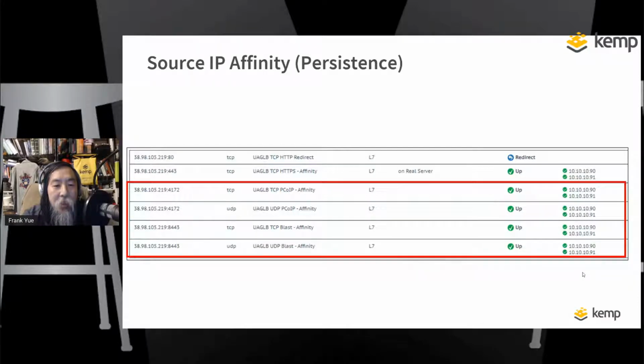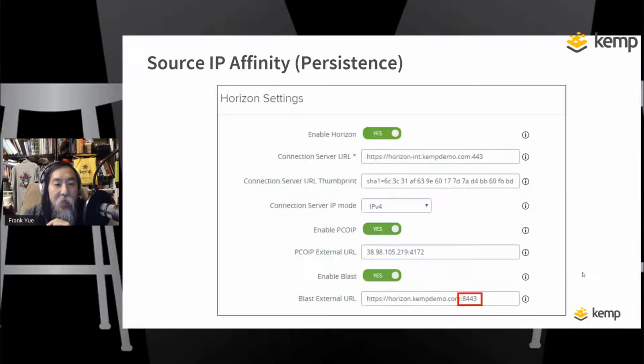One small last thing I'm going to change is, you see I changed that Blast port to port 8443. I'm going to also do that on my Horizon servers. So on the two Horizon servers, I'm going to change that Blast port, you can see on the bottom, to port 8443 as well to make it all consistent.